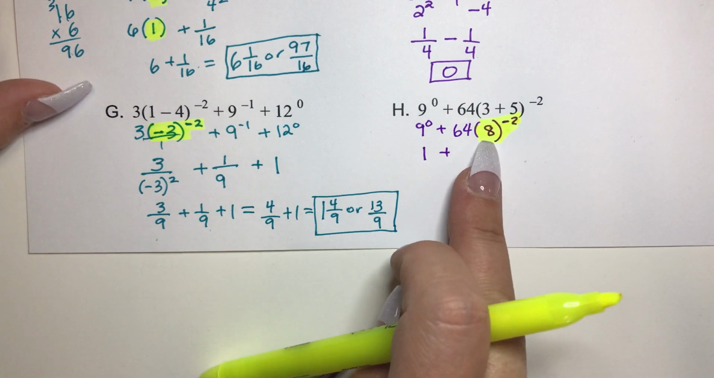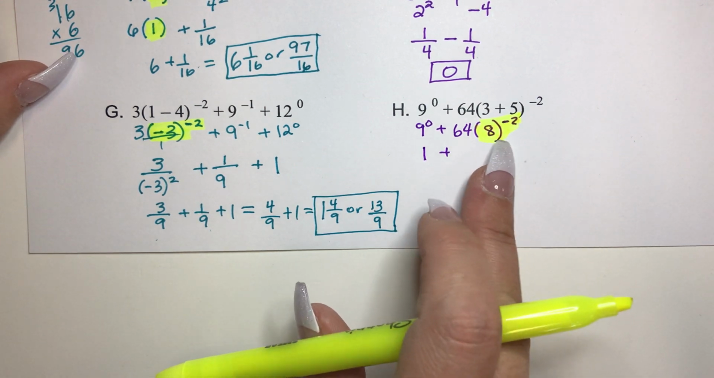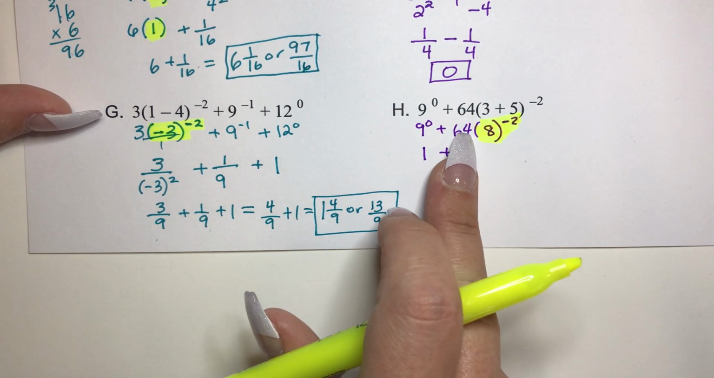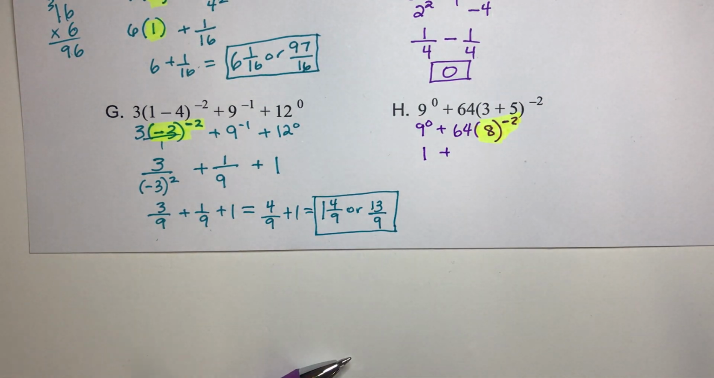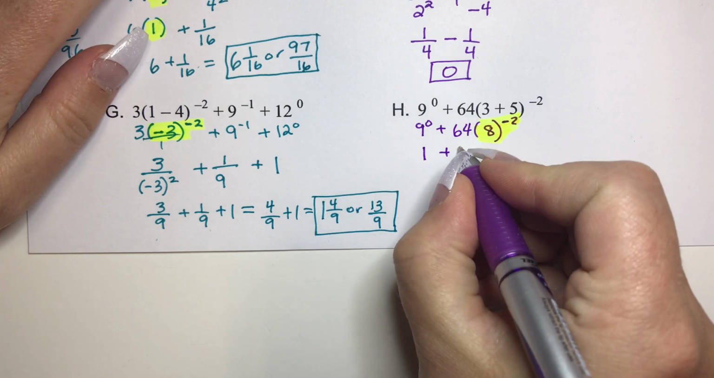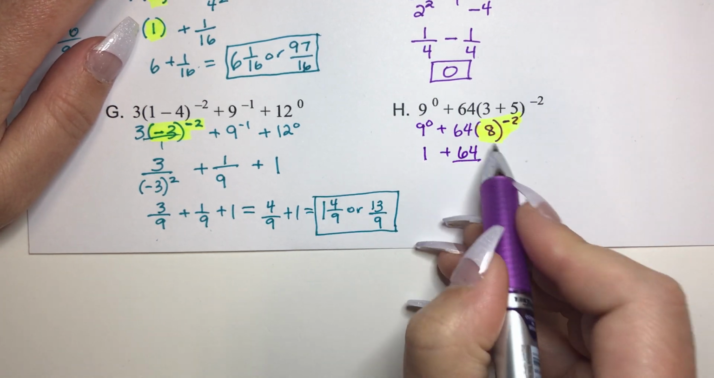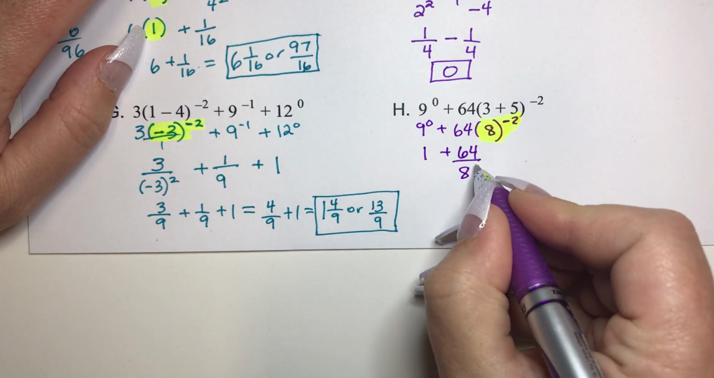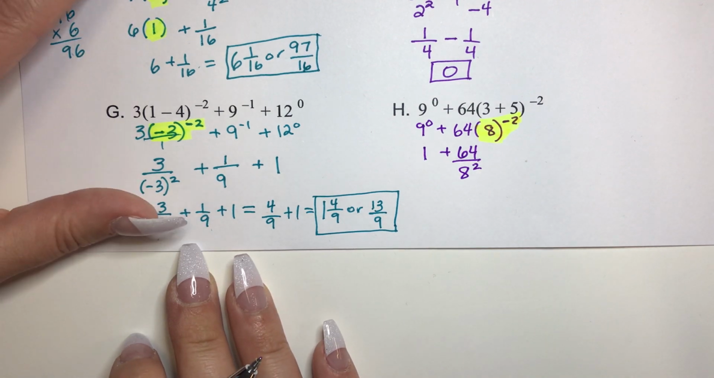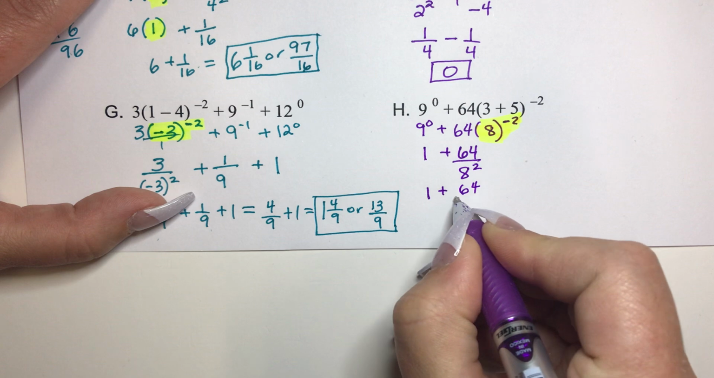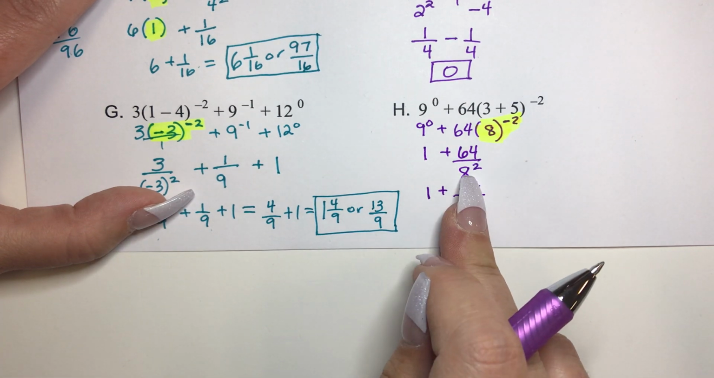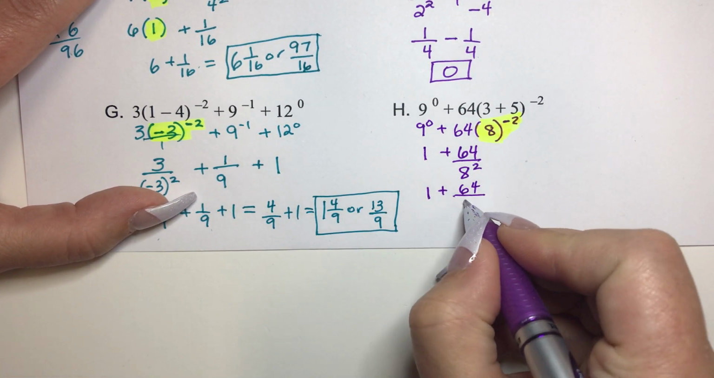This -2 is only connected to this 8, and these are related through a multiplication. So we have to do the exponent first. So I just rewrite this 64, that stays on top, over, and then we flip this down, 8 to the +2. Oh, this one's gonna be fun, I can tell. Plus 64, and then we have to do the exponent. 8 squared is the same thing as 8 times 8, which is 64.